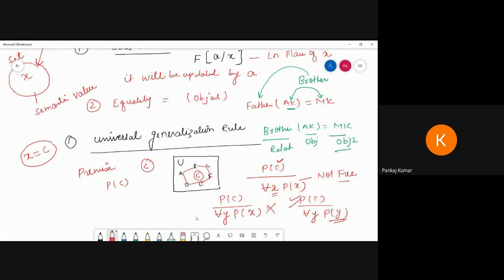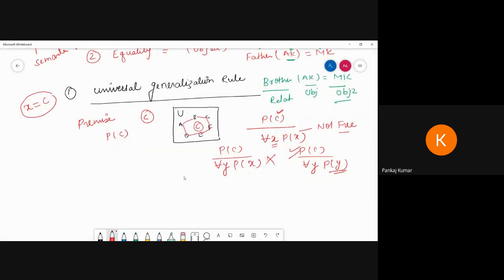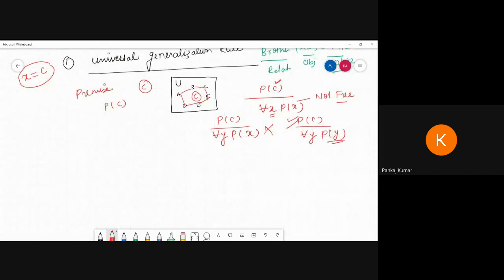So the next rule is called universal instantiation. Okay, universal instantiation. So the second one is called universal instantiation. Okay, universal instantiations, that is called. So what is the meaning of that one? So first understand. So this is called the valid inference rule.